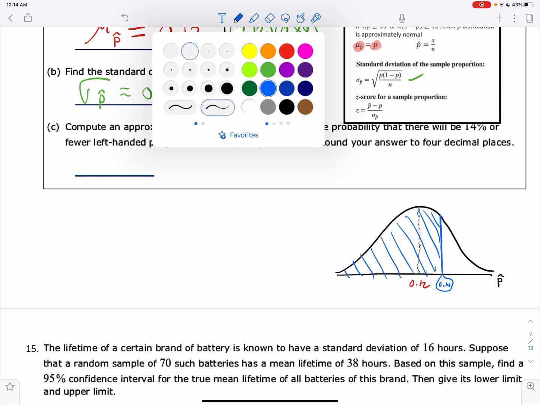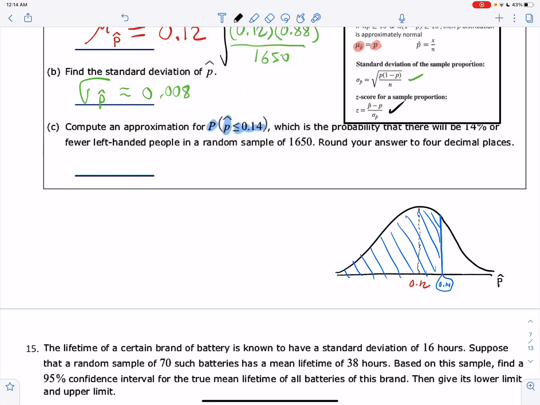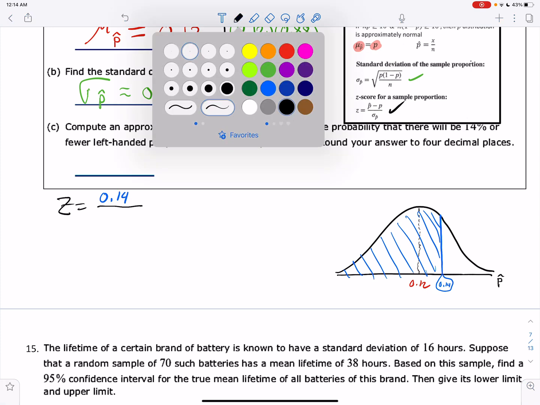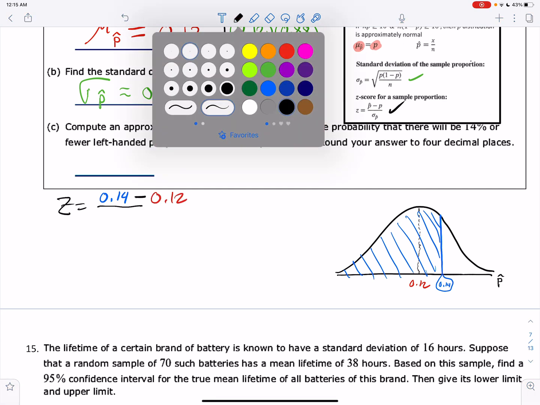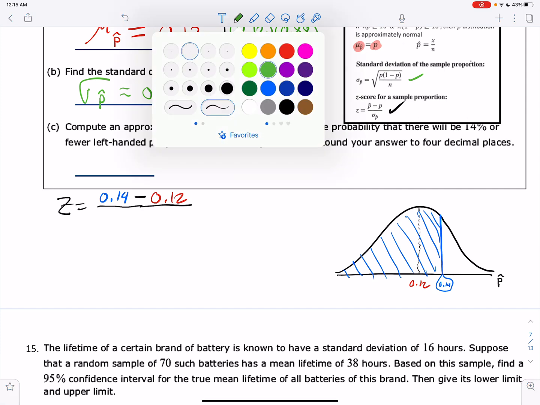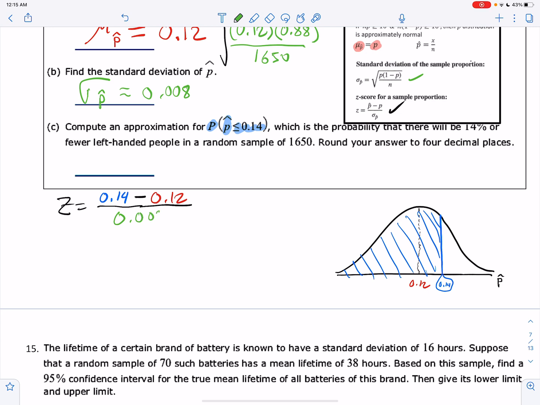I do need to know the z-value, and it's not a problem because we got a formula right there. Highlight it with my little laser pointer, whatever they call that. It's called the laser pen. Anyhow, I take the z-value, and it says take your p hat, which is the point of interest, which is this blue 0.14, subtract it from my mean of the p hats, which is the red 0.12. Take that and divide it by the standard deviation of the p hats, which we got in part B, 0.008. Now we calculate it and we get a z-value of 2.5.